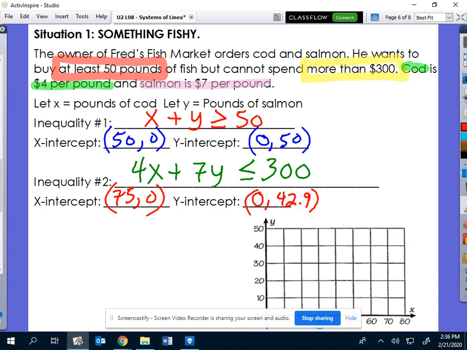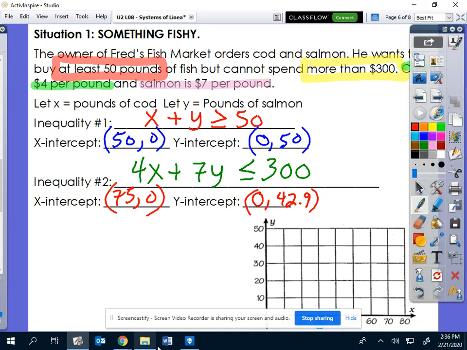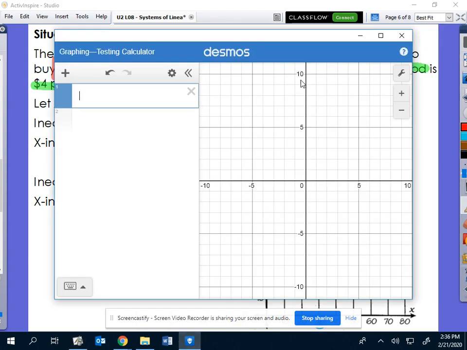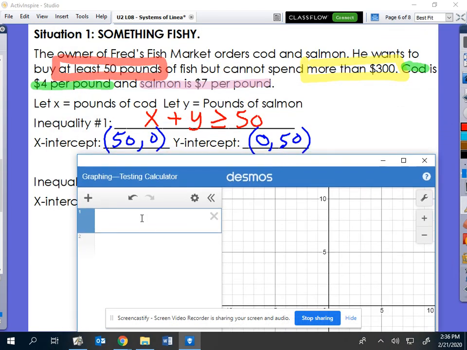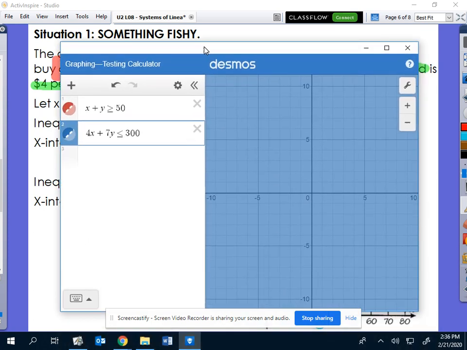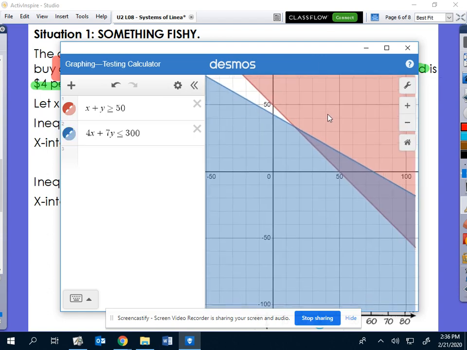Instead of graphing this one by hand, what I want to do is plug this one into Desmos. So if you want to press pause and get your Desmos test mode open here, the first inequality is x plus y is greater than or equal to 50. And then your second inequality was 4x plus 7y is less than or equal to 300. So remember, you're going to have to zoom out here to kind of see where everything's happening.